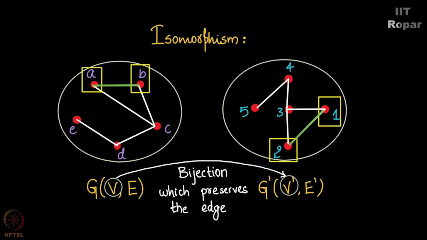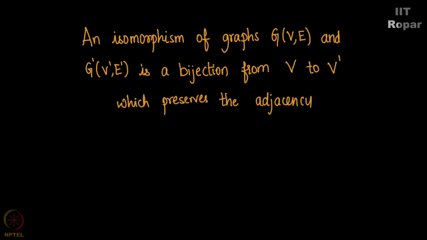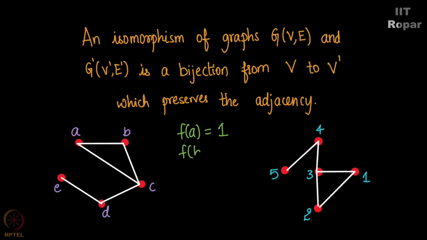So, let me rewind back and then restate the definition. Isomorphism between two graphs is nothing but a function f which is a bijection from V to V dash which preserves the adjacency. If A and B are friends here, f of A and f of B, namely 1 and 2, will be friends here. If C and D are friends here, then f of C and f of D, 3 and 4, will be friends here. I am sure things are very clear to you. If not, please watch this video once more. Otherwise, you will not be able to proceed further.